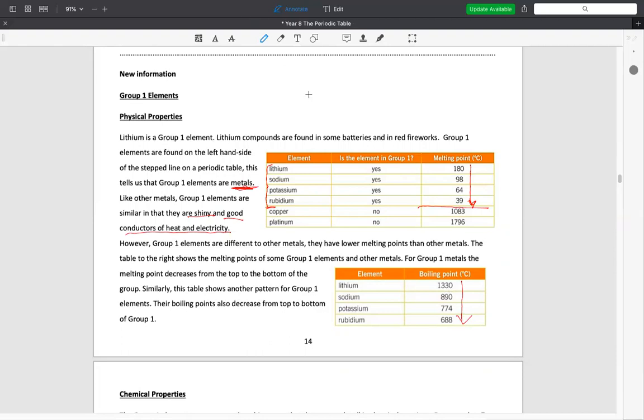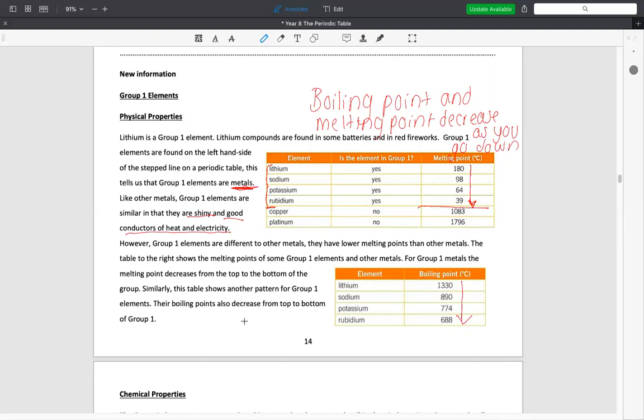So boiling point and melting point decrease as you go down. So that is one of the properties.